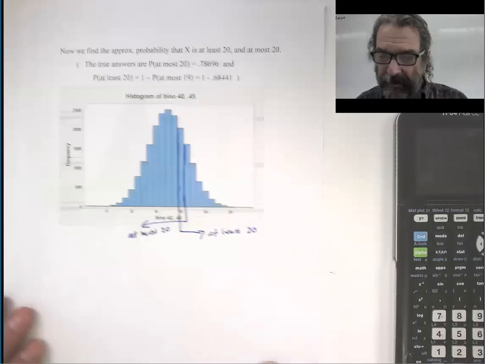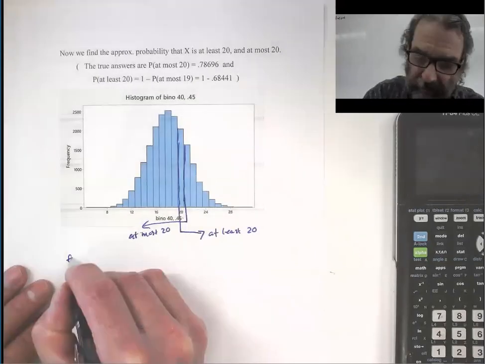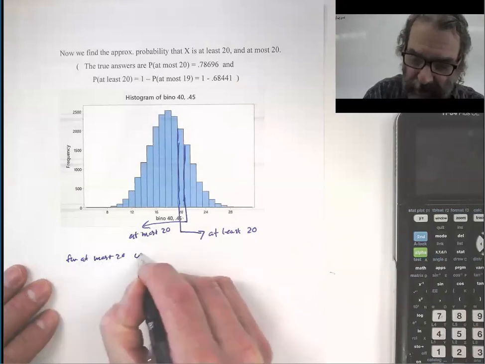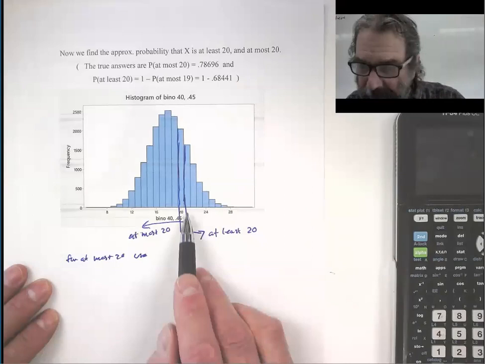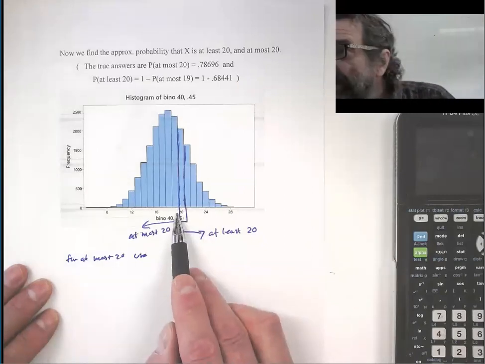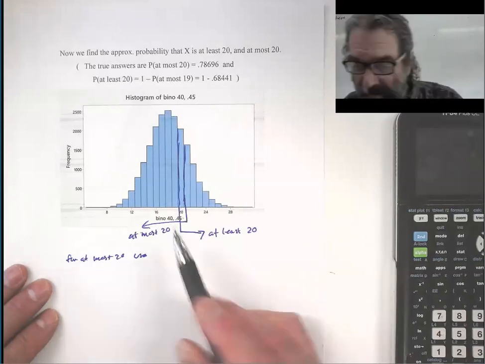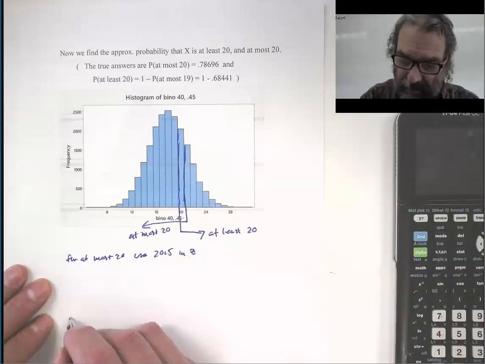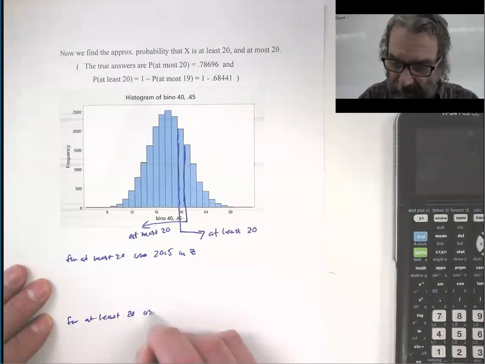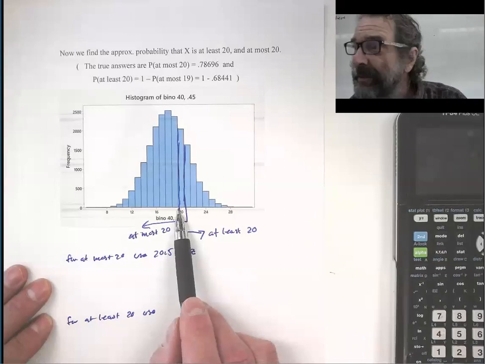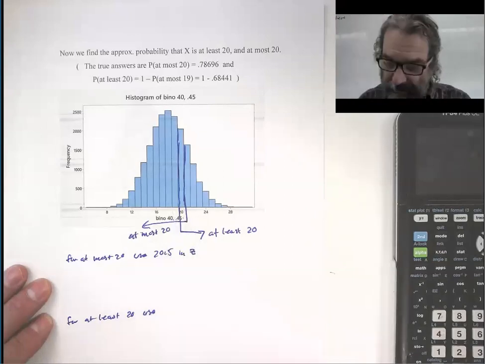So to get at most 20, we're going to use this place right here. This is the bar that's over 20. So we're going to use 20.5 in the formula. Use 20.5 in Z. And for at least 20, we have to come back here on the other side of 20. That's 19.5. Use 19.5 in Z.